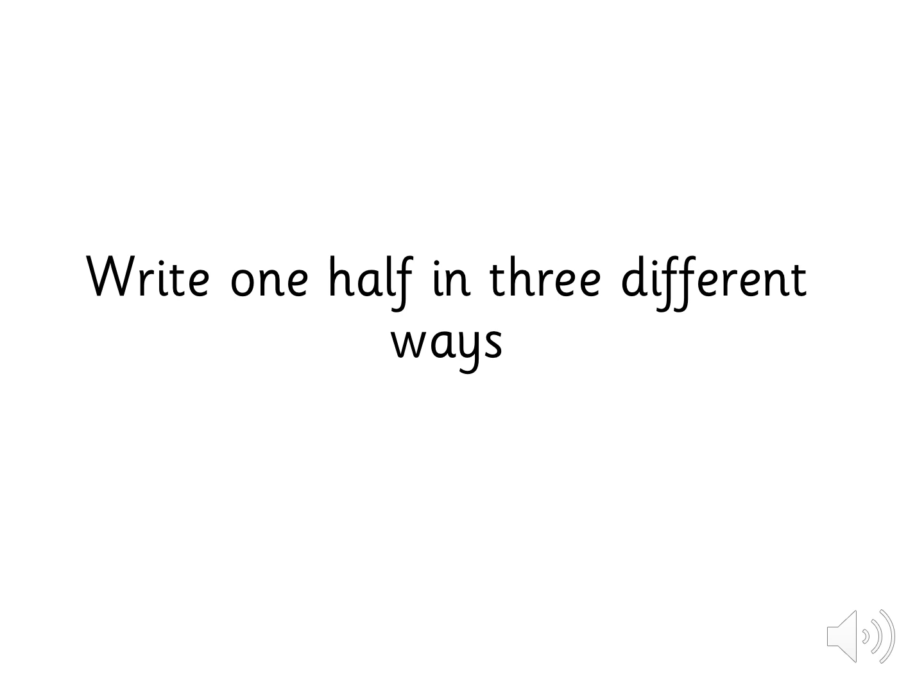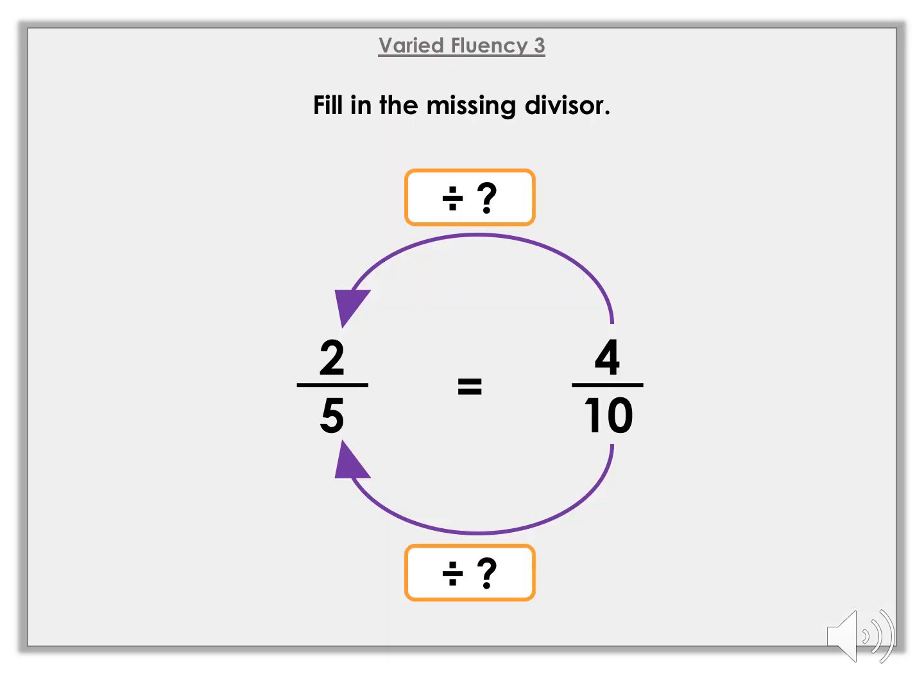So, here's our first type of question. It says, fill in the missing division. So, you can see that the arrows are going backwards. You've got 2/5 and 4/10, which are both equivalent because they've done the same to the top as the bottom. Now, the only difference this time is it's going backwards. So if it's multiplying going forwards, it's going to be dividing going backwards.